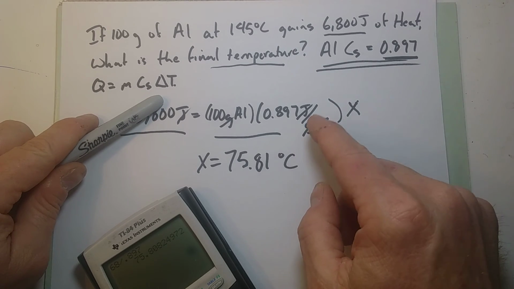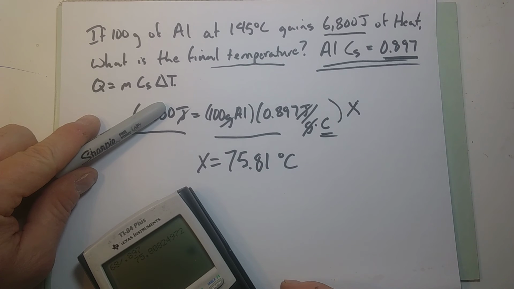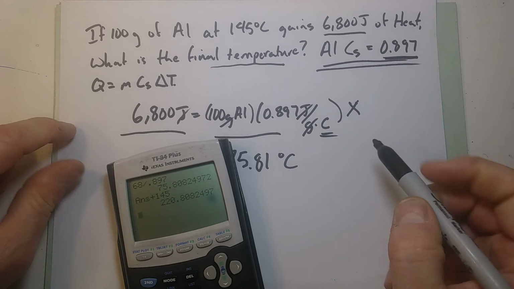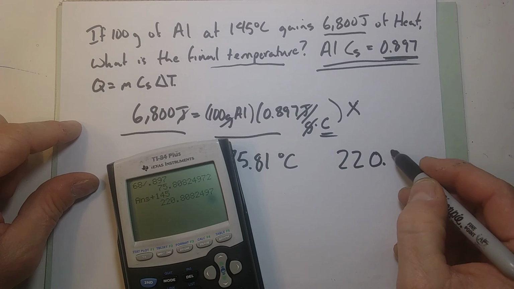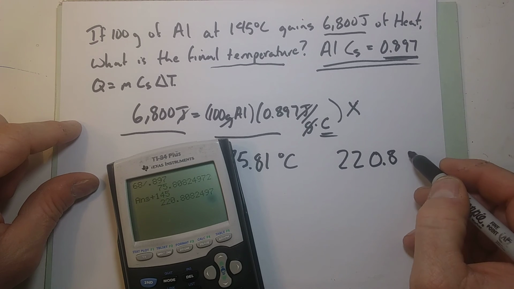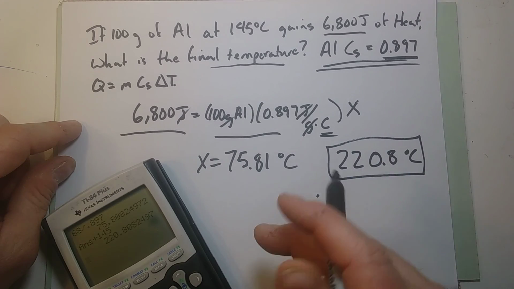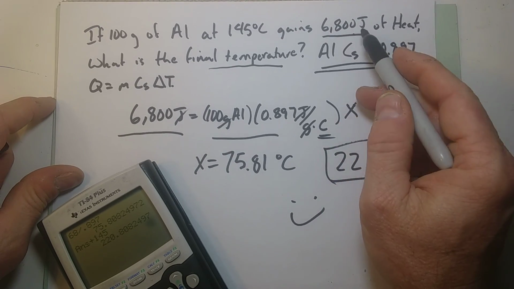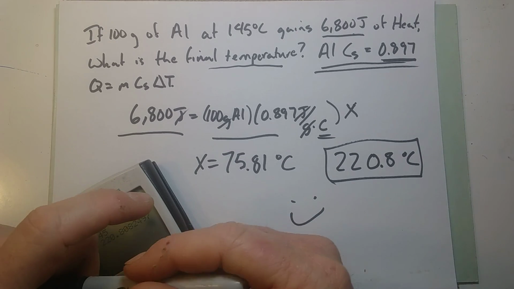So we know we're looking for 145 plus 75.81. So I'm going to go ahead and hit plus that 145. So we're looking for an answer in the choices that they give us of roughly 220.8 degrees Celsius. And that's how we do a problem where we have been given how much heat has gone into a substance at a certain temperature, and they want us to know what the final temperature would be for that substance.